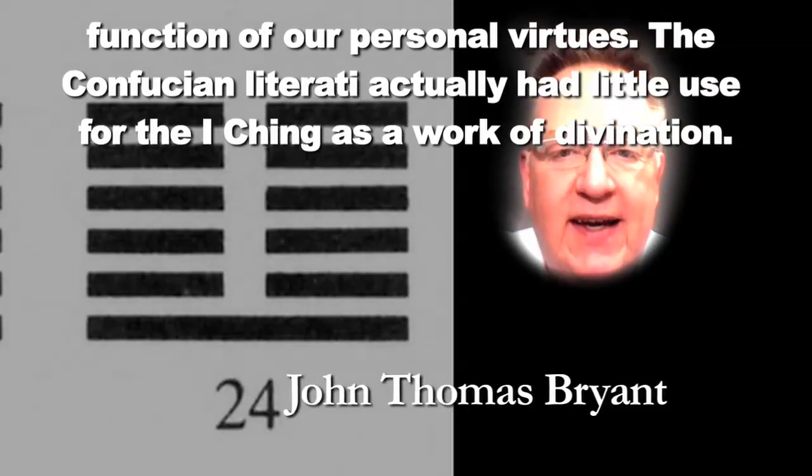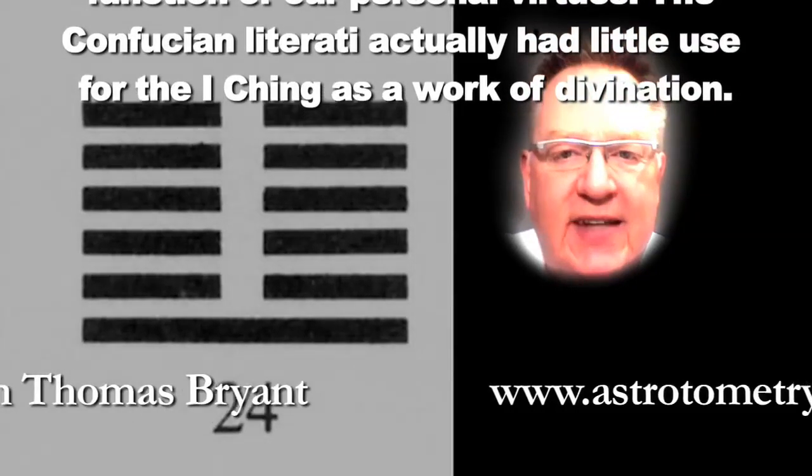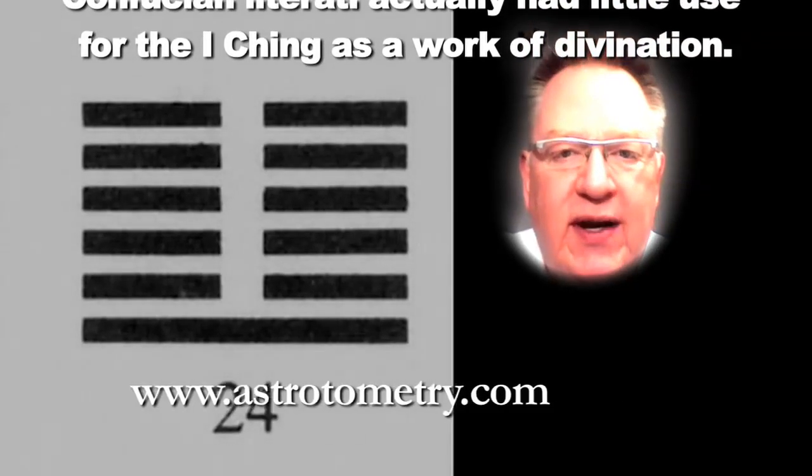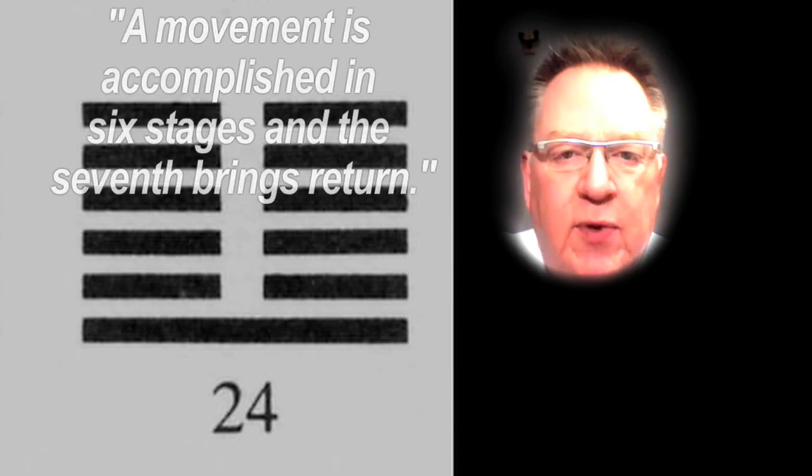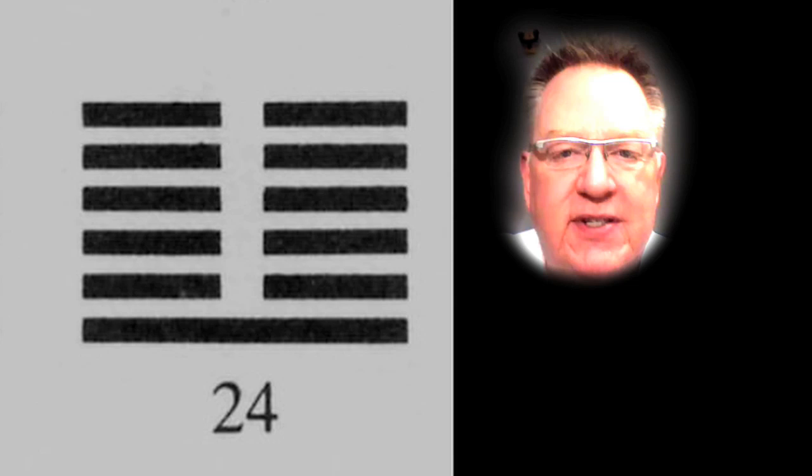John Thomas Bryant, who you will recall from his fascinating astrotometry project, pointed out this hexagram we're looking at here, number 24. Here's one version of the descriptive text for that hexagram. A movement is accomplished in 6 stages, and the 7th brings return. The idea that our universe has 6 degrees of freedom, which are then constrained at the 7th dimension, seems very related to all this.